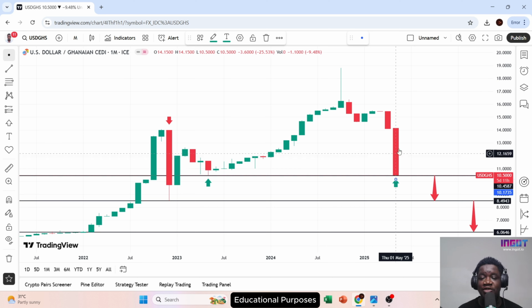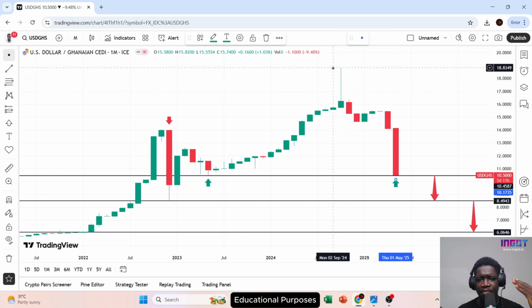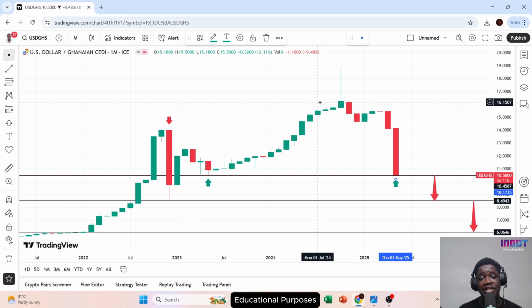Or if history is going to repeat itself, then what happened in December 2022, where it got to 8.3 and then started bouncing back until it was up to 18 Ghana cedis, we would all see that again. But then let's see how it goes. Okay, this is from the technical analysis point of view.